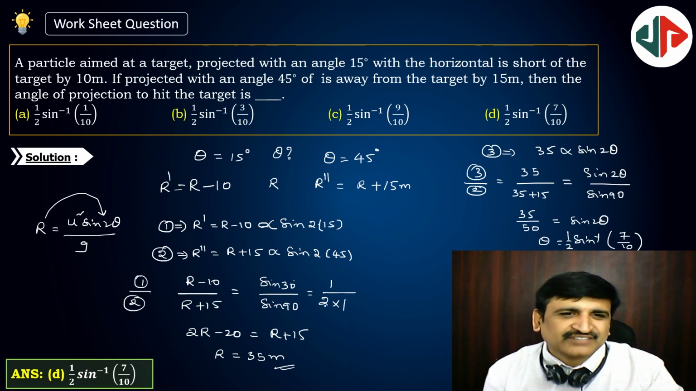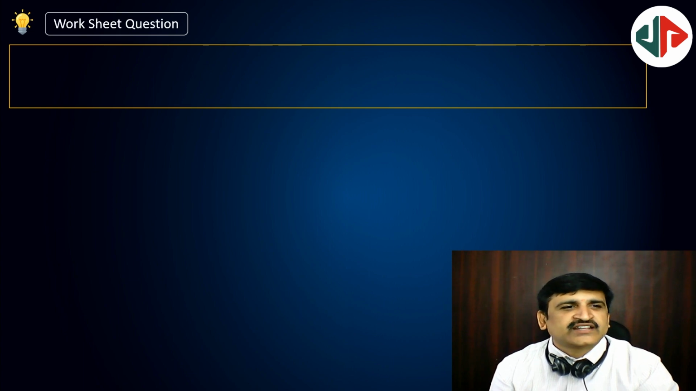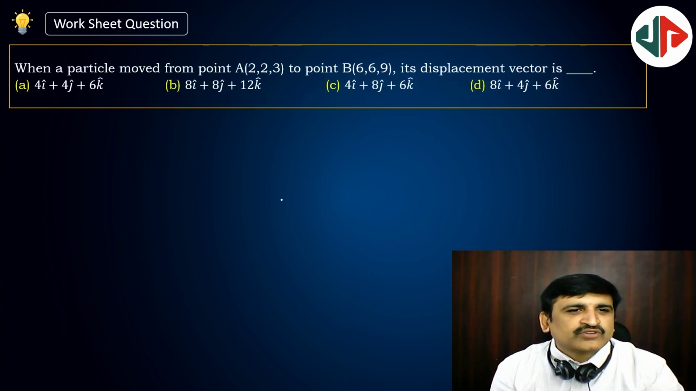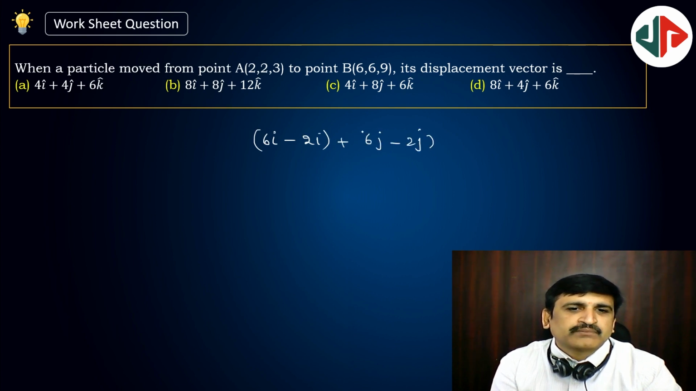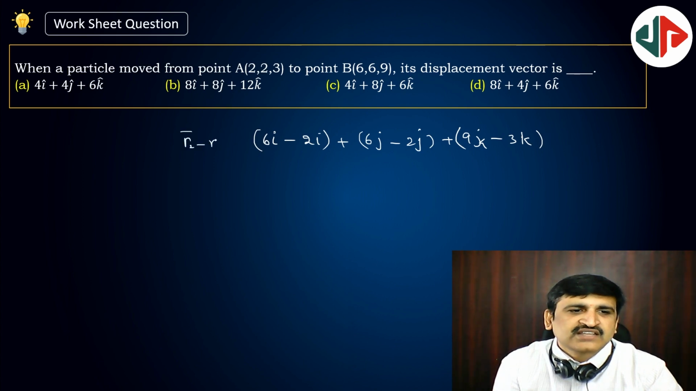Next, it's a technique, right? I use this. After doing many problems, you too can select a proper technique. When a particle is moved from this position to that position, the displacement vector is 6i minus 2i plus 6j minus 2j plus 9k minus 3k. Already j is completed, right? Nothing but just r2 bar minus r1 bar will give you the displacement vector or position vector.